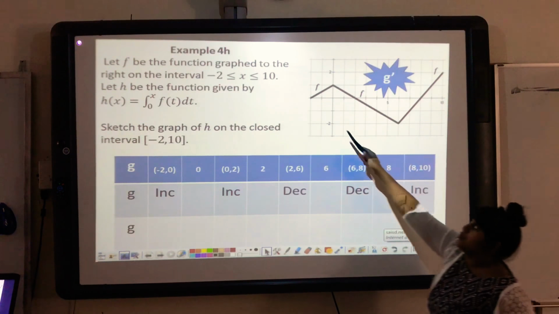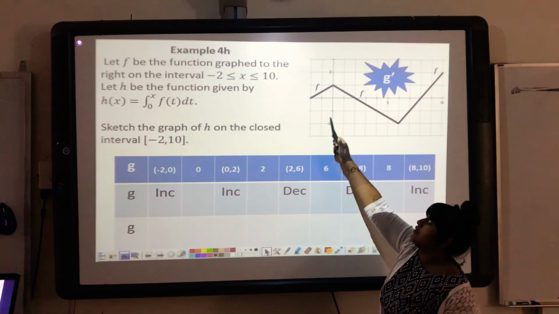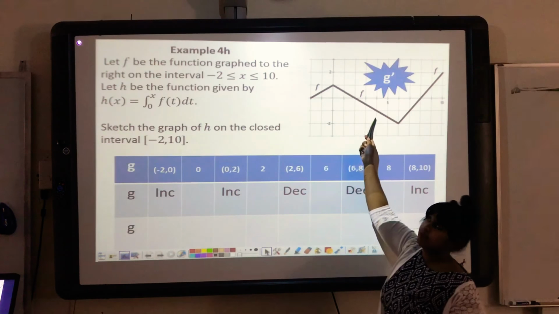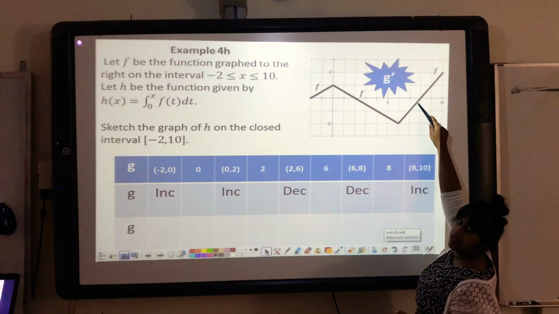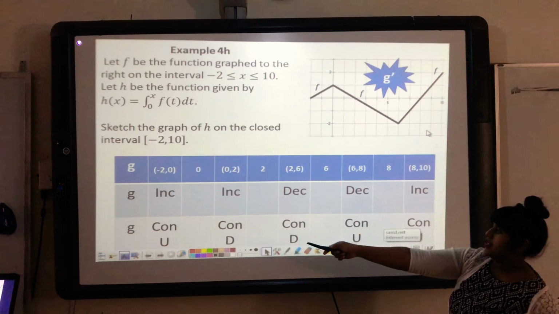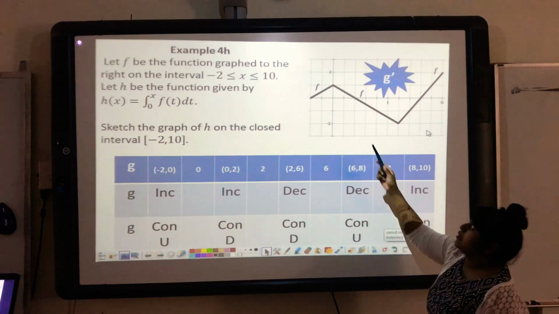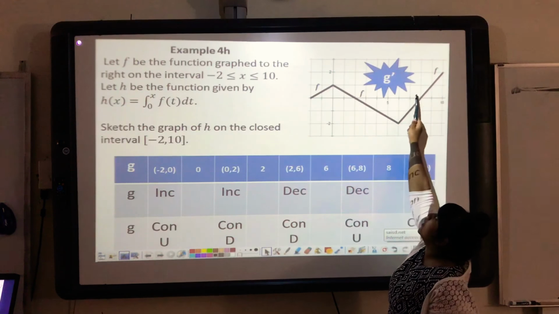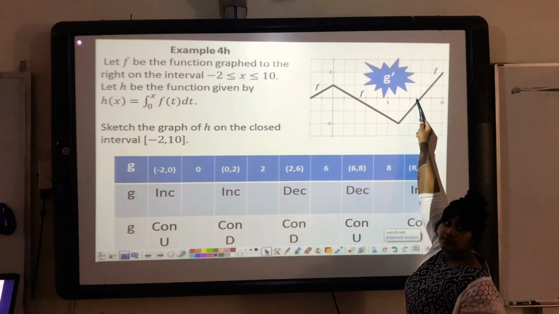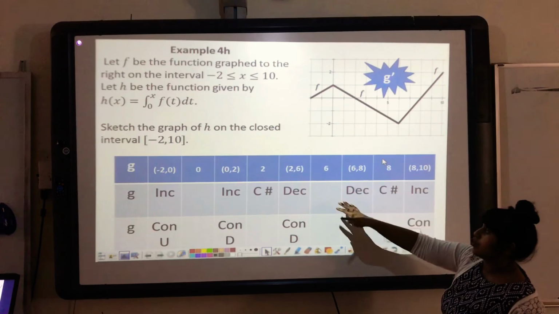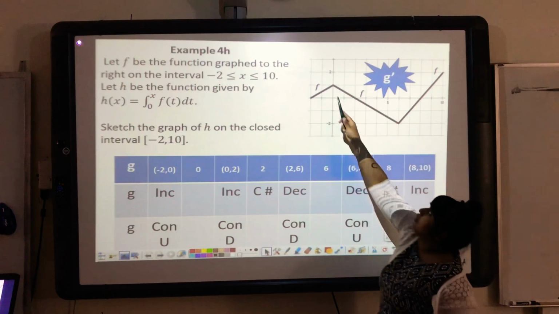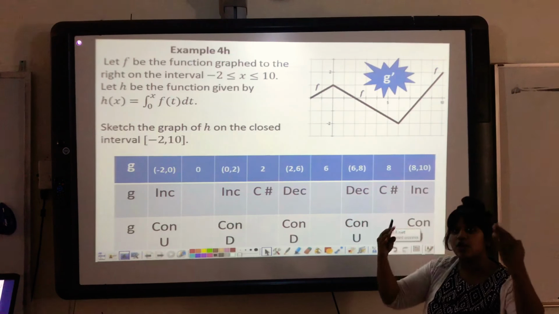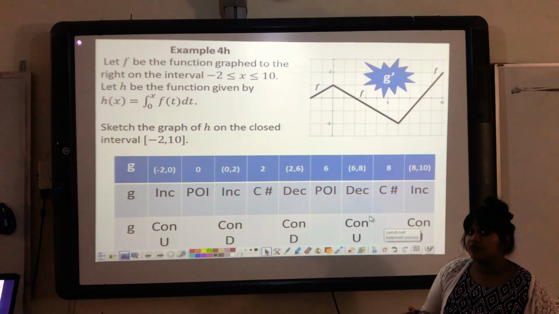What about concavity? Well, this is a positive slope, so it must be concave up. Negative slope, concave down. Negative slope, concave down. Positive slope, concave up. Positive slope, concave up. So there we go. The other thing we want to label is what are these weird, funky things happening? Well, at 2 and at 6, I'm hitting the 0 value. What do we call those? Those are our critical values. And then here and here, they're changing slopes, so we call those our points of inflection.